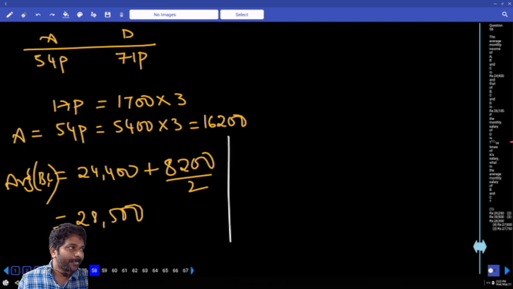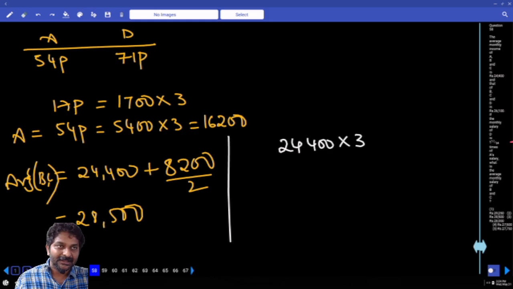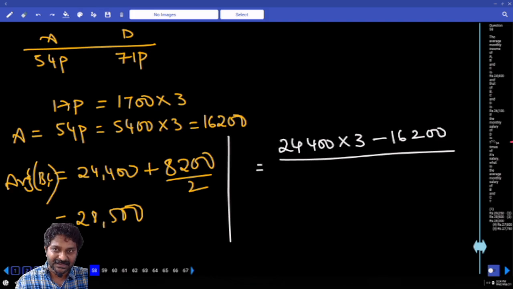Otherwise, average is 24,400. Convert into sum, into 3. This is sum of ABC. From that A value 16,200 must be subtracted. Now we need to calculate average of BC, that is divided by 2.